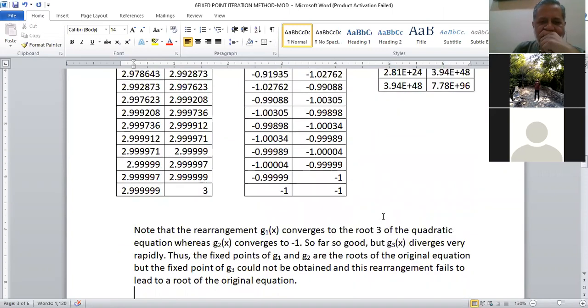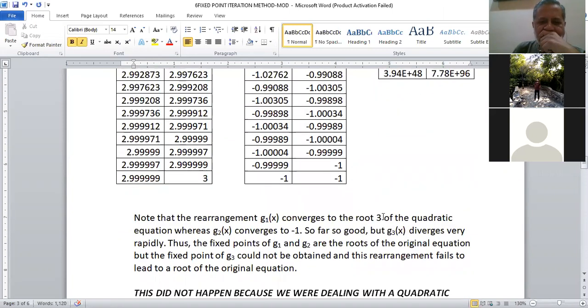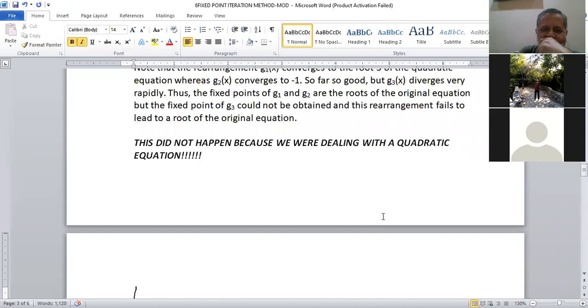Note that the arrangement G1 converges to 3, G2 converges to -1, which are the roots of the quadratic equation. So far, so good, but G3 is diverging very rapidly. Thus, the fixed points of G1 and G2 are the roots of the original equation, but the fixed point of G3 could not be obtained, and this rearrangement, that is the third one, fails to lead to a root of the original equation. This did not happen because we are dealing with a quadratic equation.